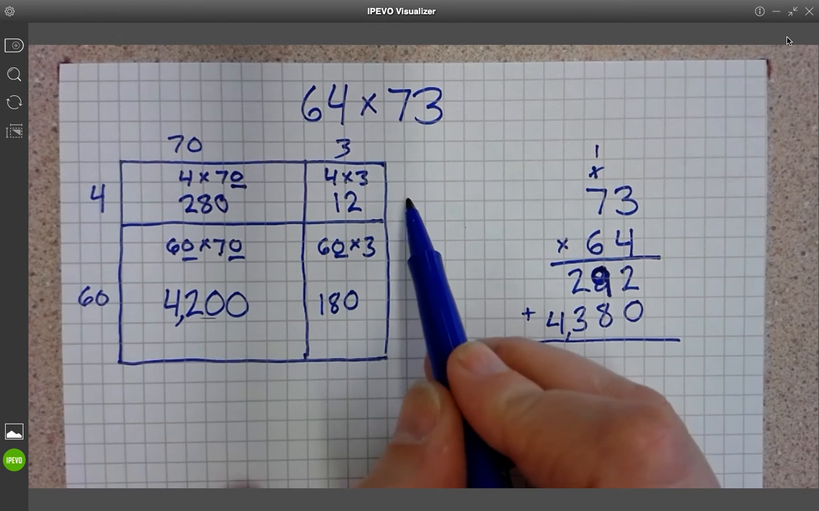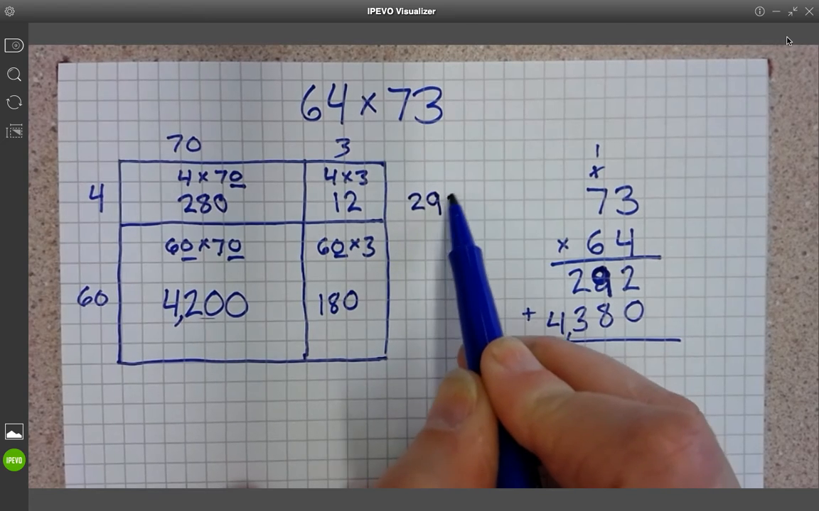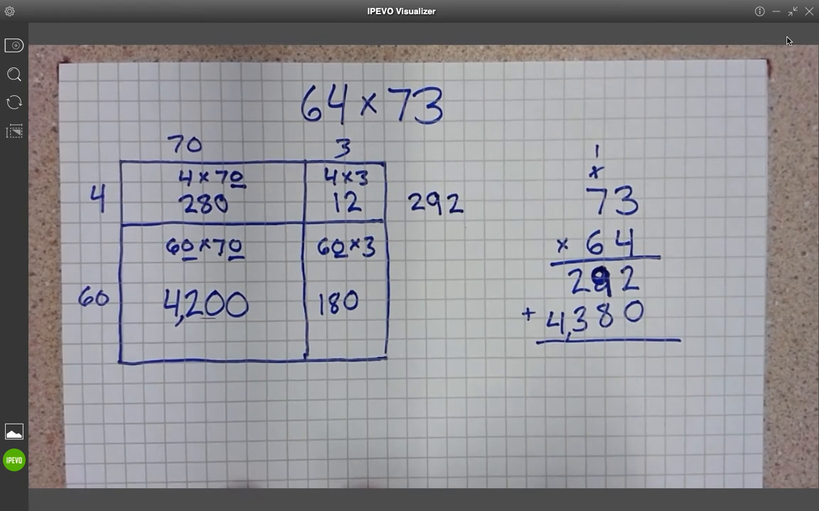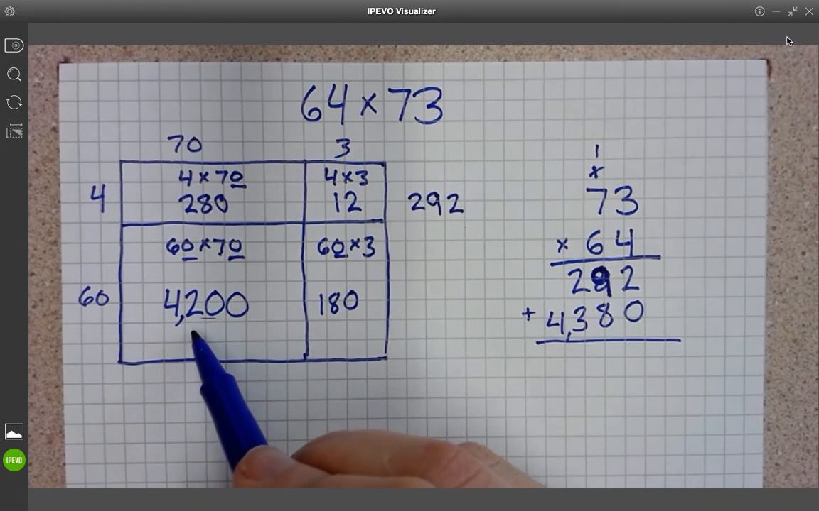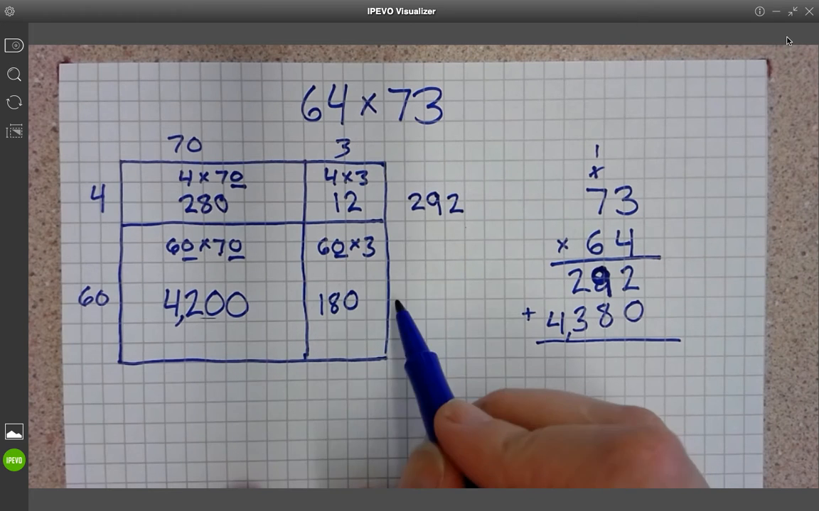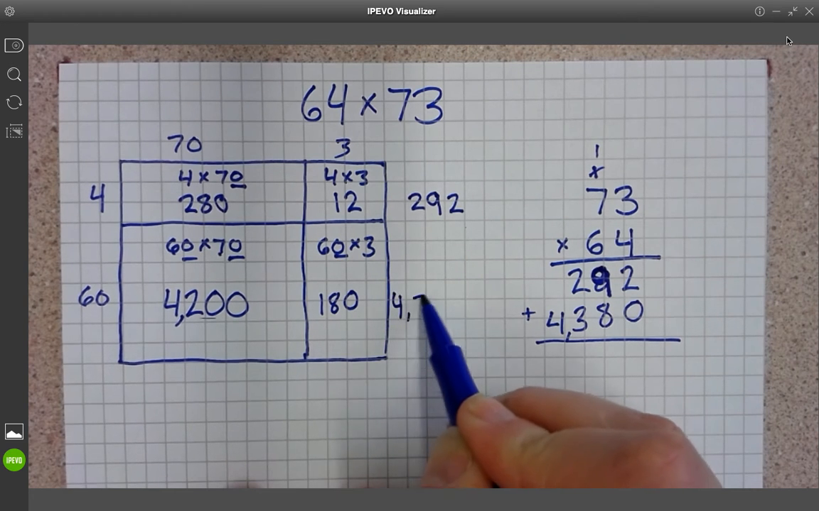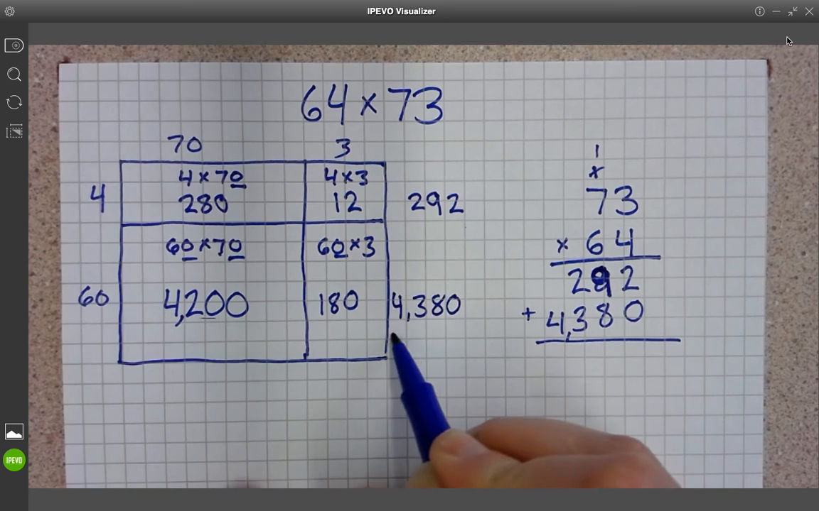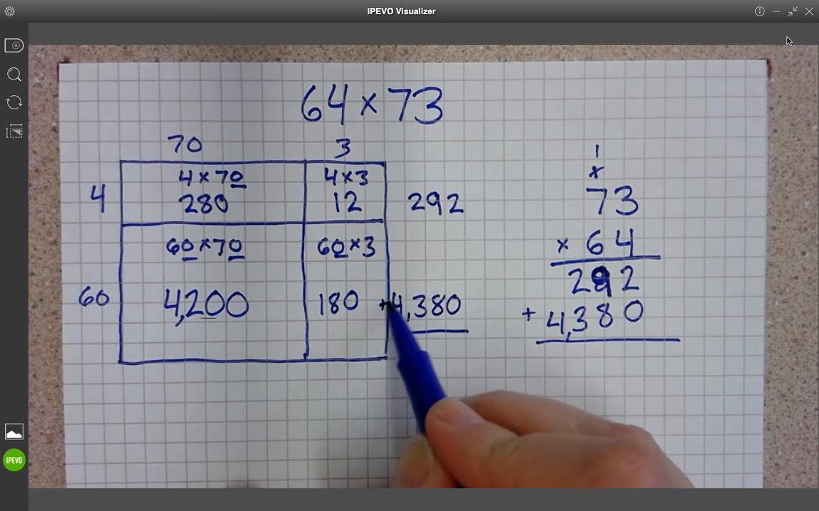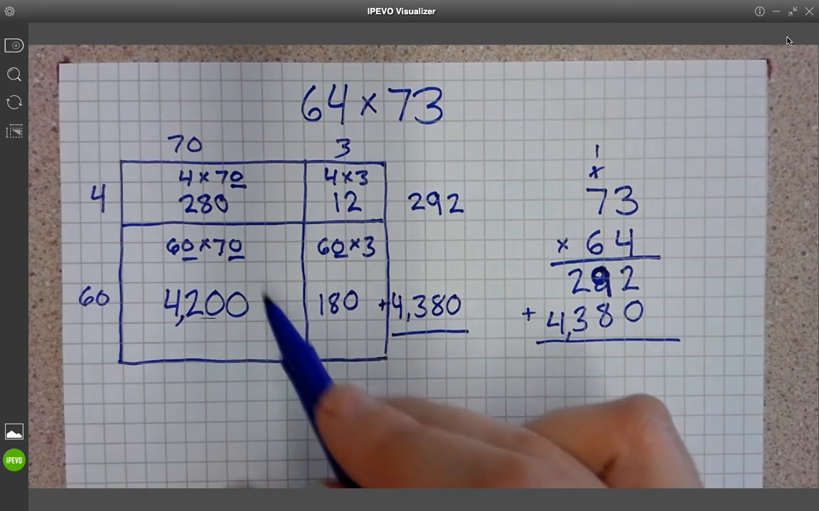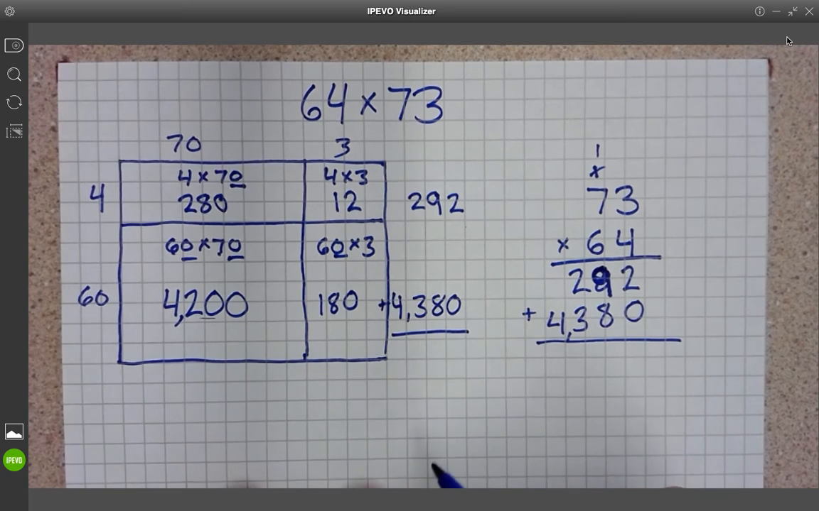280 plus 12 is 292. I can do that problem in my head. 4,200 plus 180 is 4,380. And now I can add those down and find the total area of my box.